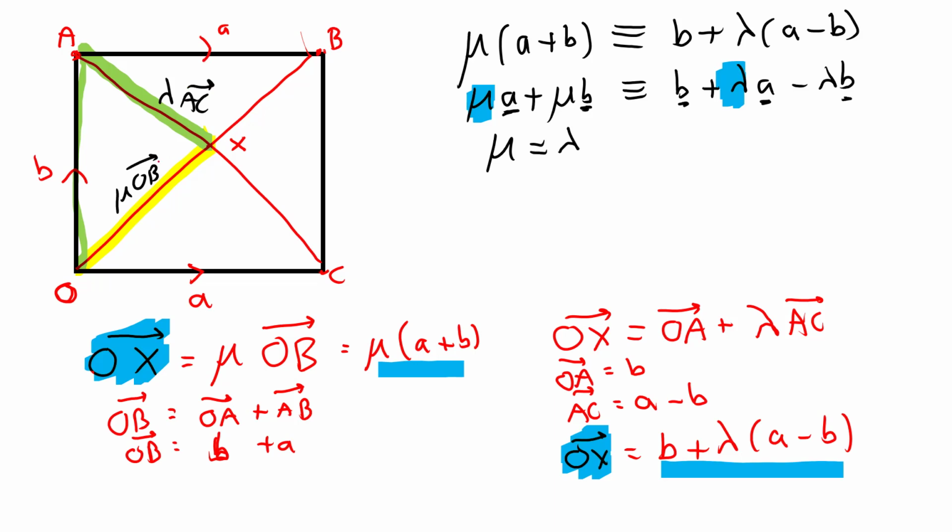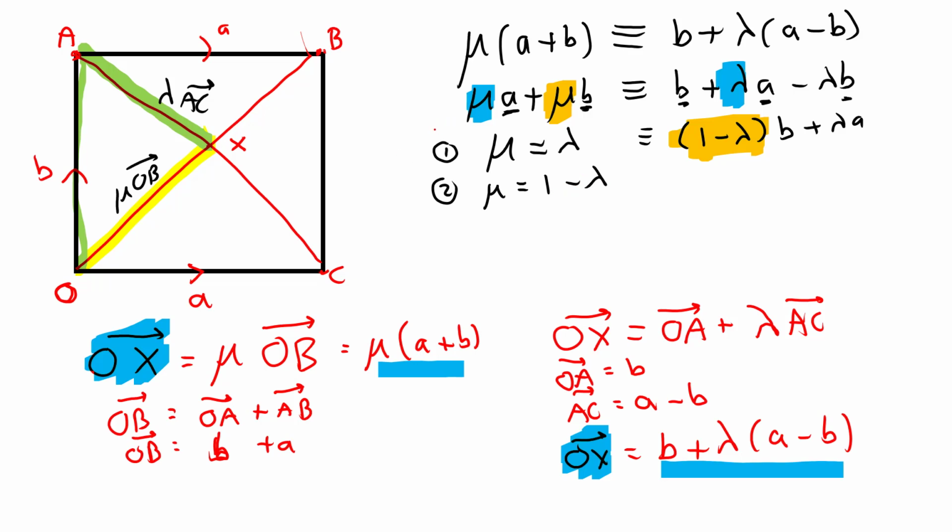Now we need to find what they are. So on this side, what we can actually do is factorize out the B's. So we have 1 minus lambda B's plus lambda A. And now looking at the coefficients of B on the left-hand side and the right-hand side, we've got that mu on the left-hand side has to be the same as 1 minus lambda on the right-hand side. So that's my second equation. Equation number 1, equation number 2. Mu equals 1 minus lambda.